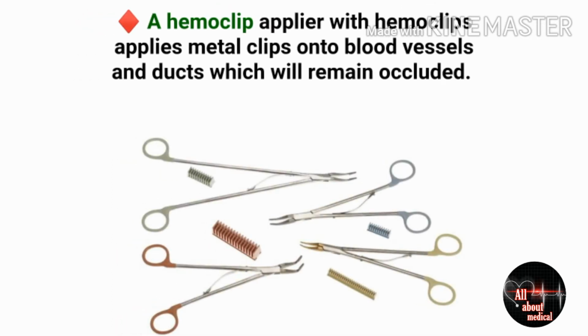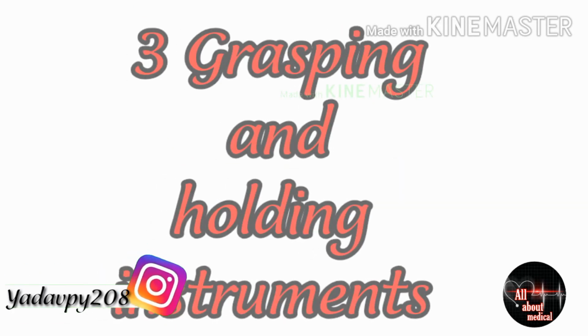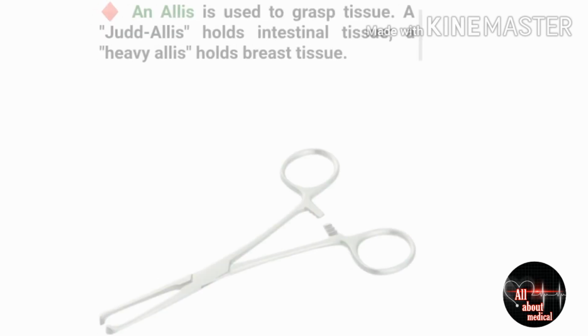So this is the last image of this category, which is a hemoclip. A hemoclip applier with hemoclips applies metal clips onto blood vessels and ducts, which will remain occluded. So now let's move on to our third category, which is grasping and holding instruments.